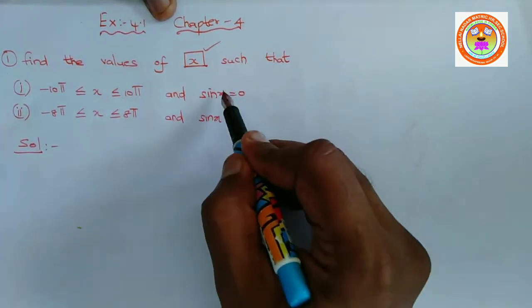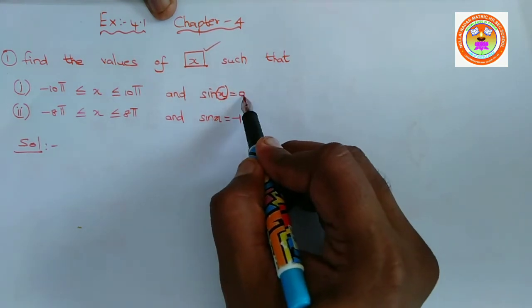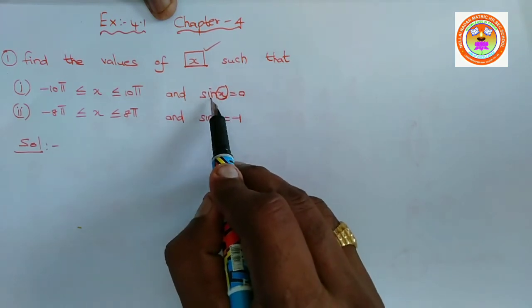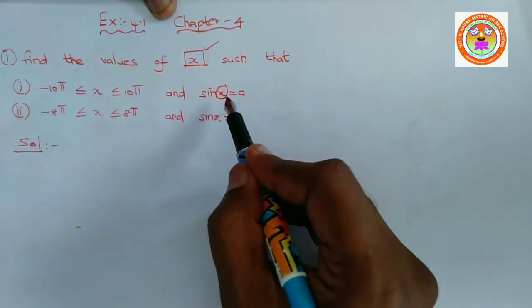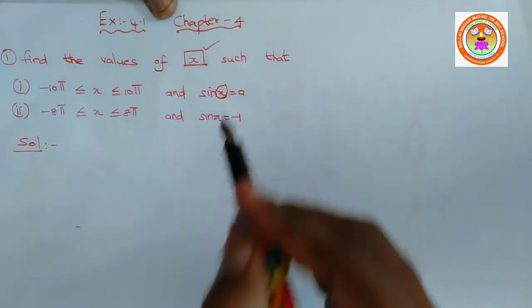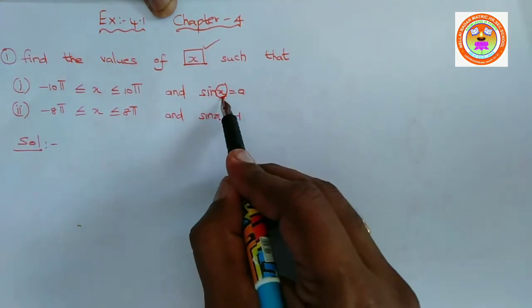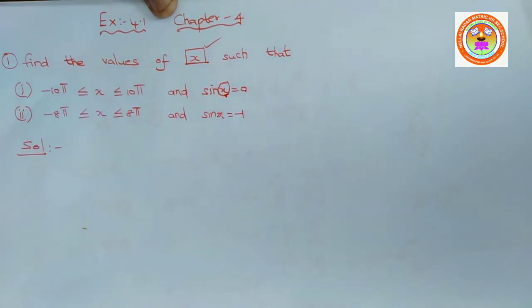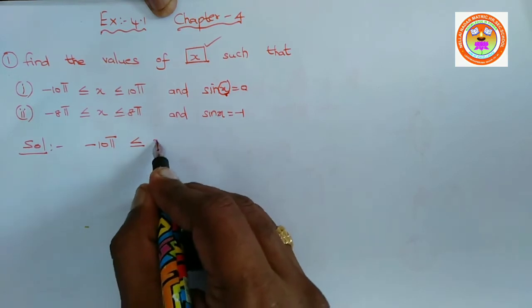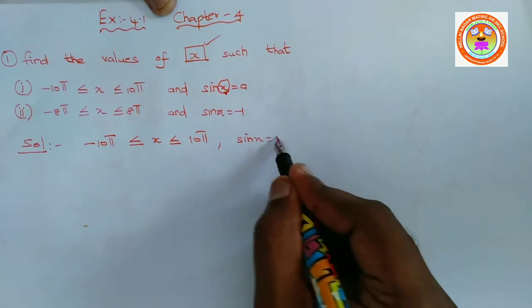What is the meaning of "for what values of x"? For what values of x is the answer going to be 0? For what values of x is sin x going to be 0? I need to apply some values of x so that the sine of those values is equal to 0. This one I need to find. So, solution: minus 10 pi less than or equal to x less than or equal to 10 pi and sin x is equal to 0.